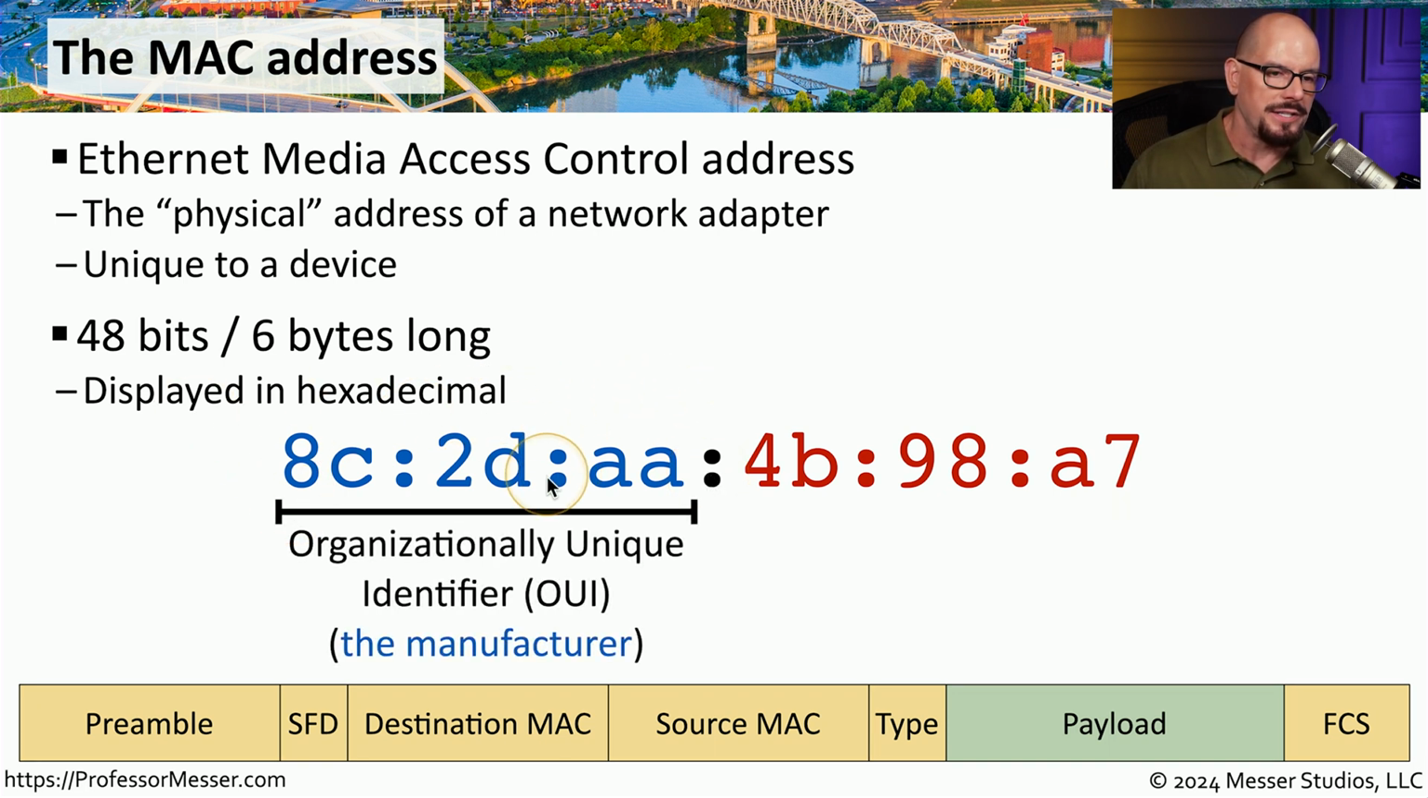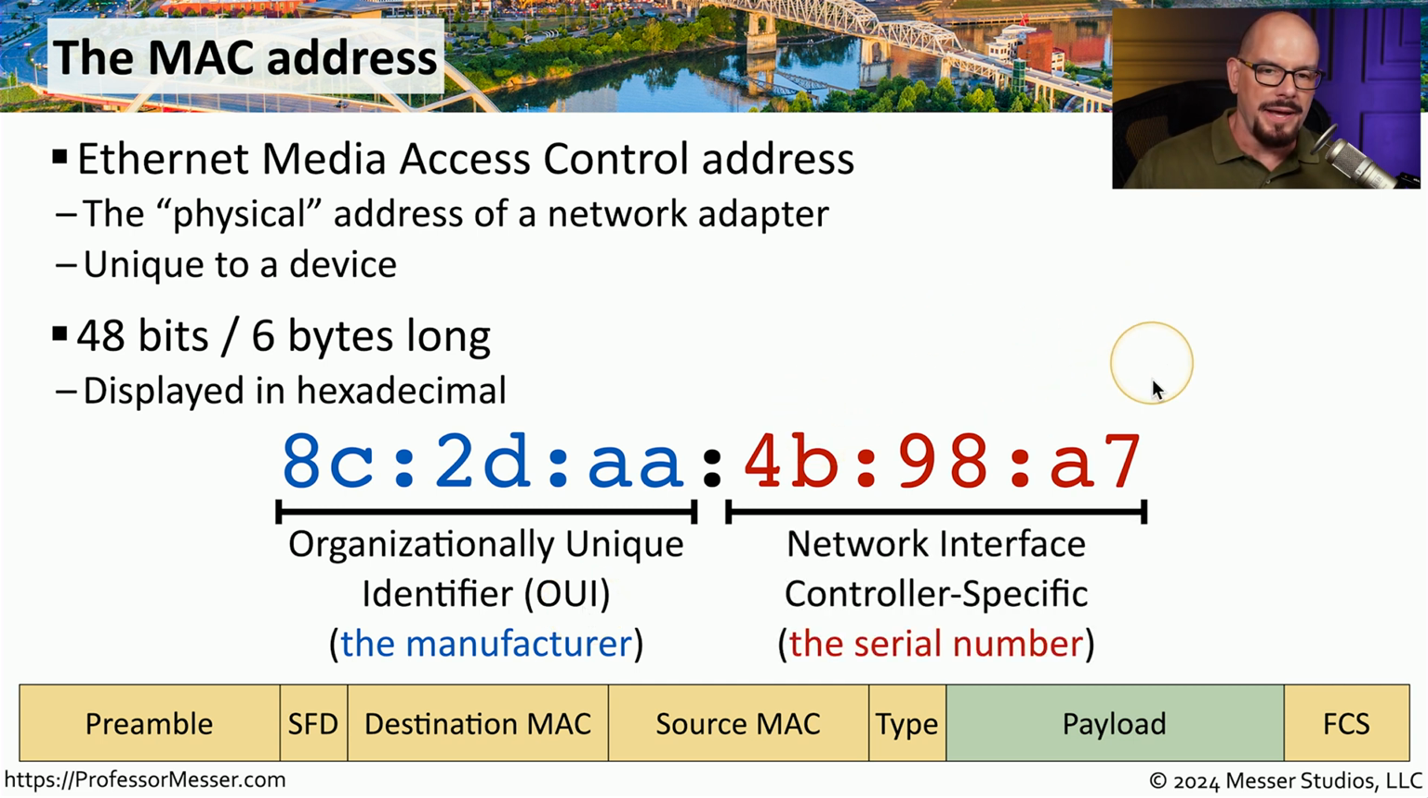The first 3 bytes of the MAC address are called the Organizationally Unique Identifier, or OUI. This is effectively the manufacturer of this particular network adapter. The last 3 bytes of the MAC address are the Network Interface Controller Specific Value, which is effectively the serial number of this particular network interface card.